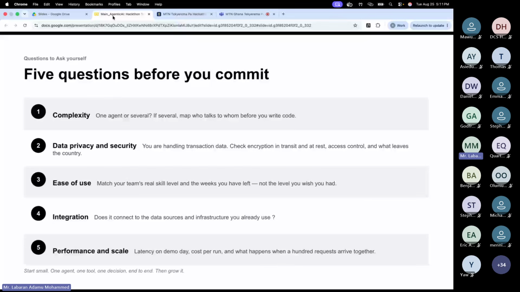If you are a team of three, you also have to decide your team skills and the weeks you have left to build the product. You also have to decide integrations. Will your agent connect to other systems, other data sources? Will it get data from other places? You have to decide that, and that will help you in building the product. You also have to decide how well your agent will perform during the actual hackathon demo.